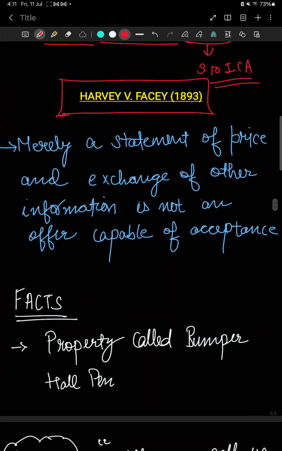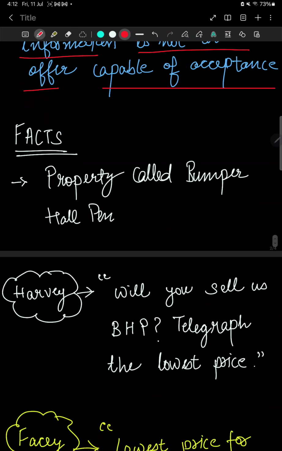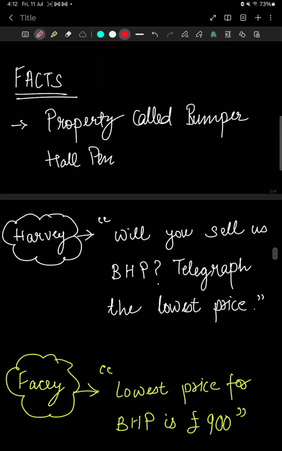So for the time being, just keep this in mind, and now let's get into the case law. Harvey versus Facey 1893 is this case law, and the point which was held in it is that merely a statement of price and exchange of other information is not an offer capable of acceptance, right? We will discuss it. First, let's understand the facts.